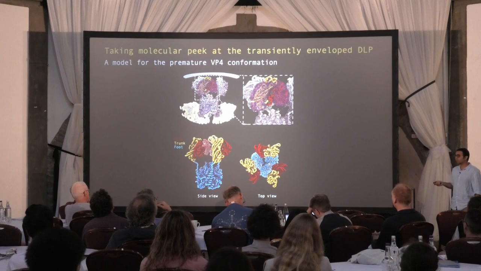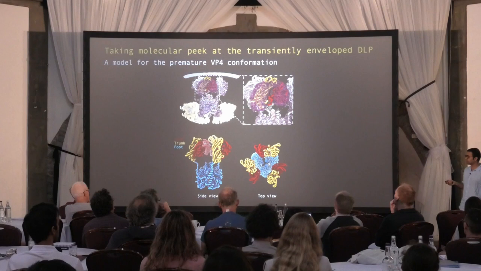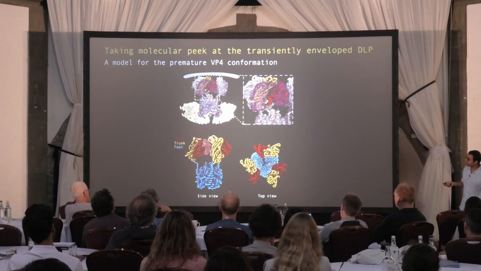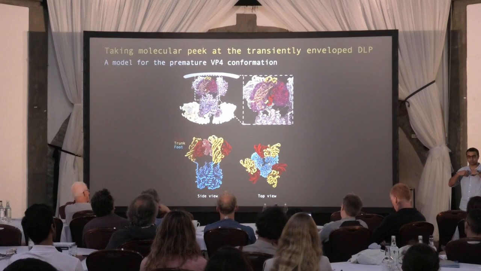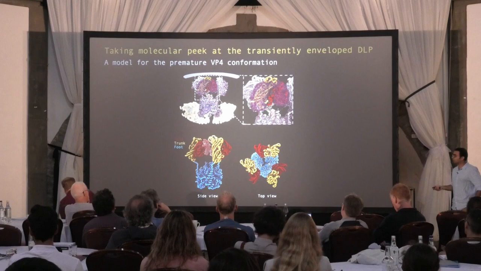So I didn't explain the structure of the spike, and I will do that right now. It has the head domain, so this is the red stuff here, the trunk domain, which is involved in perforating the membrane and transporting the transcriptionally active double layer particle into the cell, and then there's the foot domain where all of this rests.